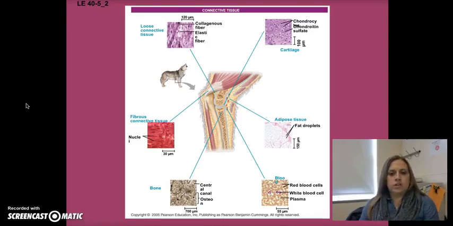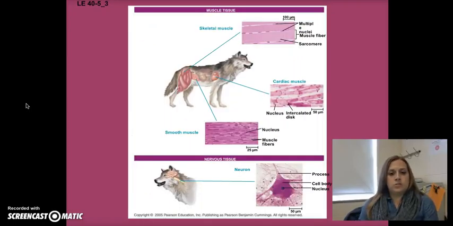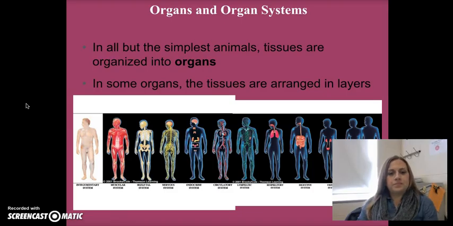So that's a good way to remember epithelial. Connective tissue, we've got lots of different kinds. So loose connective tissue, cartilage, adipose or fat tissue. Your blood is considered connective tissue, as is bone, and then also fibrous connective tissue. We also have three different types of muscle tissue. So there's skeletal muscle. Those tend to be the muscles that you think about when you're lifting weights. But then there's also cardiac muscle tissue, so that would be your heart, and then smooth muscle tissue that lines the internal organs. And then finally we have nervous tissue, and an example would be neurons.